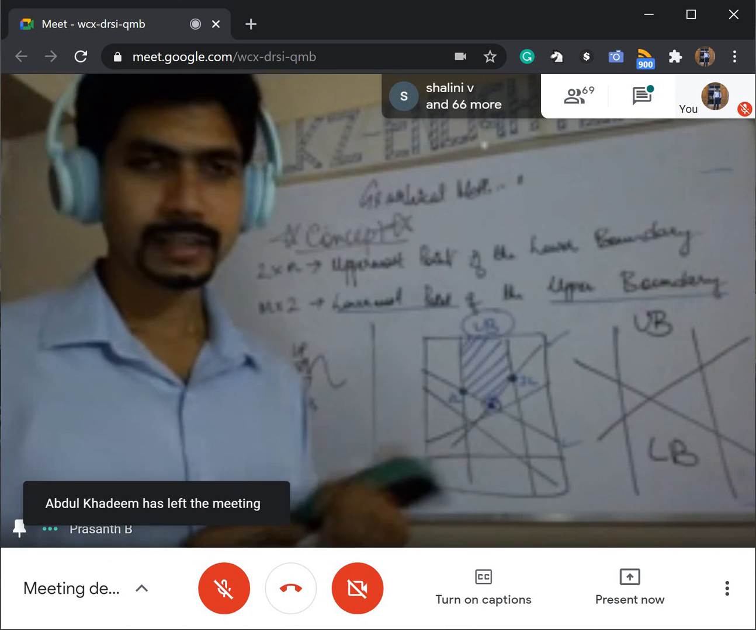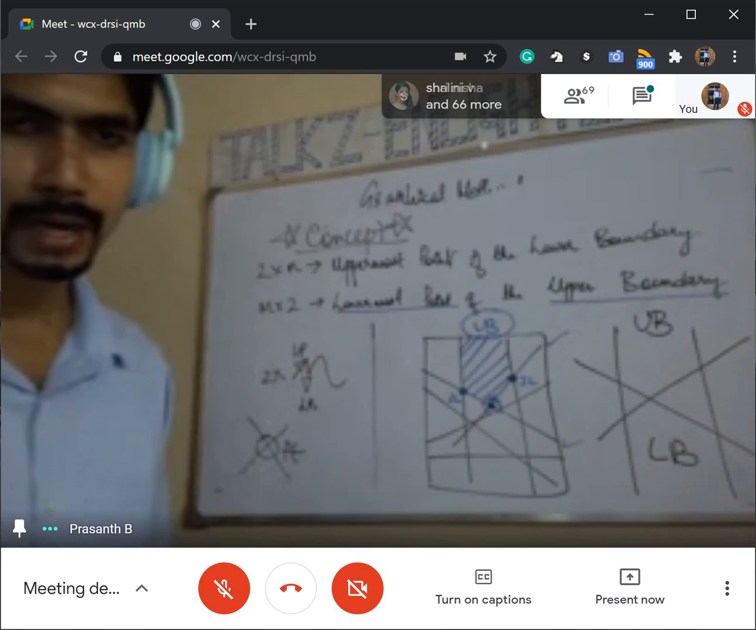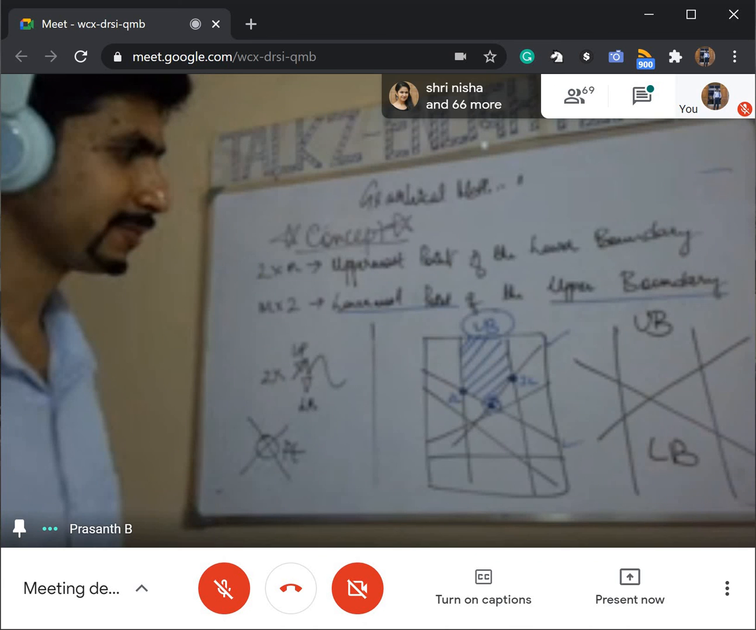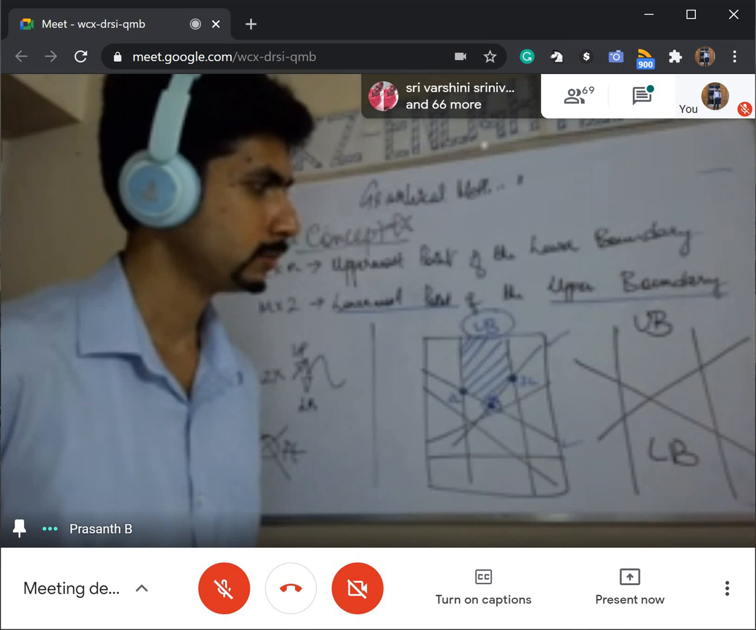Lower boundary. Tell me which are the 3 points in the upper boundary. You tell, I will mark. The 3 points you marked there, sir. On the side board I can't see, sir.